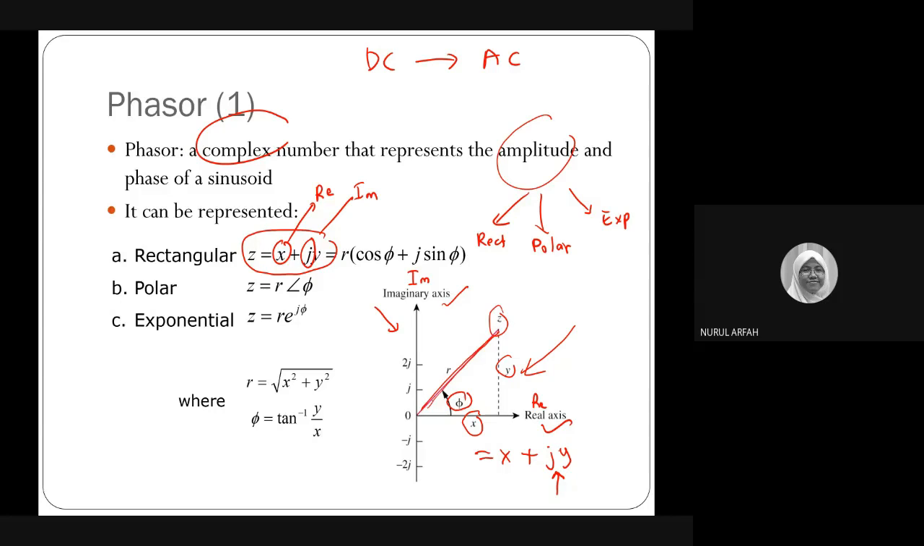Z is the amplitude. Okay, they put it in this form. Sometimes we put it in R, but since this is the direction, so z is equal to x plus jy.